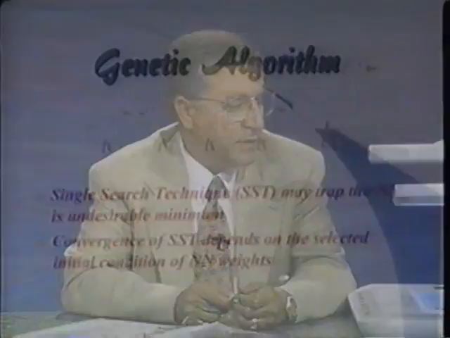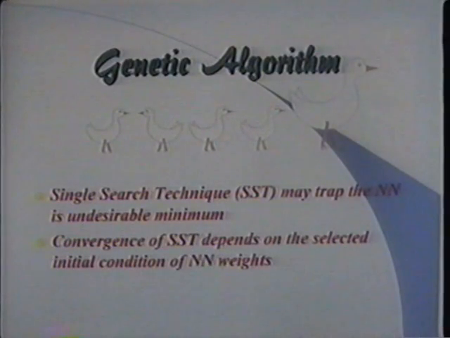The genetic algorithm, as it shows here, is needed because the standard single search technique like back error propagation may trap the neural network in undesirable minima. It could be a local minima, but an undesirable local minima. And the convergence will depend on the initial conditions that you have used for training of the neural network. This is true for back error propagation and similar training techniques.